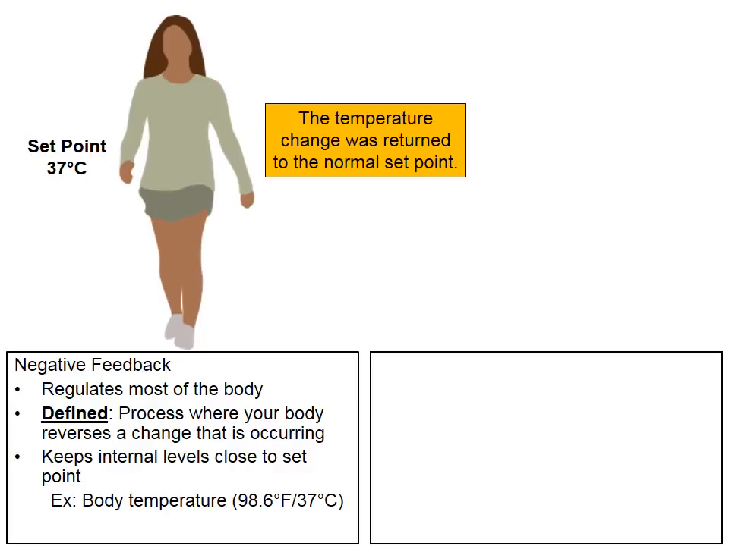And when we finally reach that set point, 37 degrees Celsius, a signal will be sent to the brain and the shivering will stop. We've returned to the normal set point. That's a great example, again, of negative feedback. Negative feedback returns the body to the set point, in this case, 37 degrees Celsius.